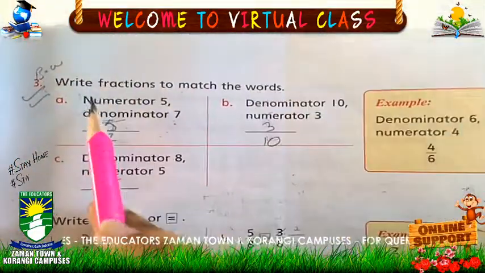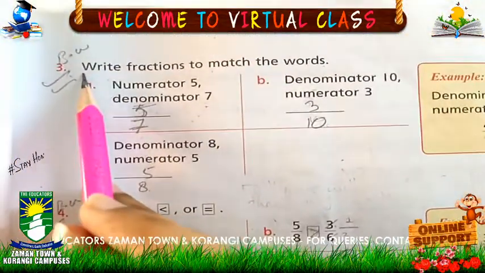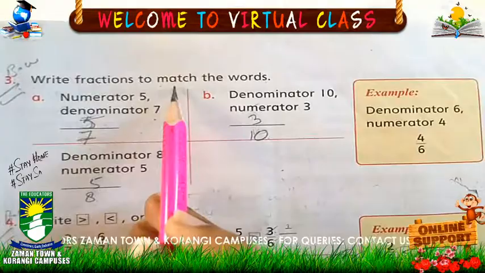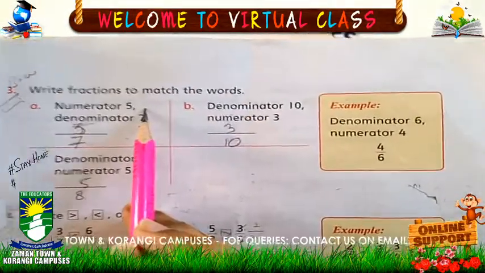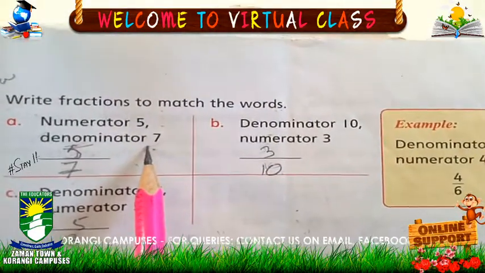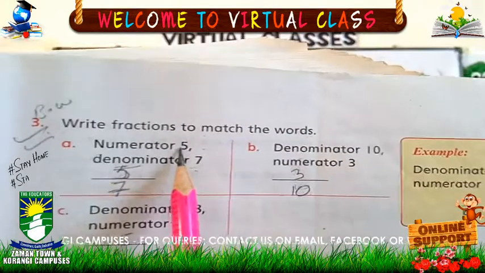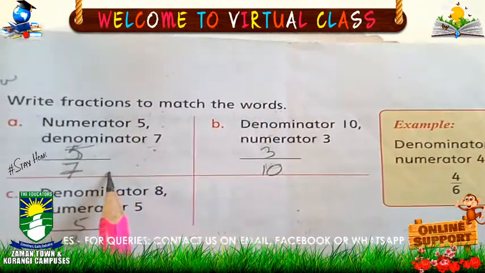On page number 49, you will find question number 3. Write fractions to match the words. As you know very well where we have to write the numerator and where we have to write the denominator. We write the numerator at the upside and we write the denominator at the downward.